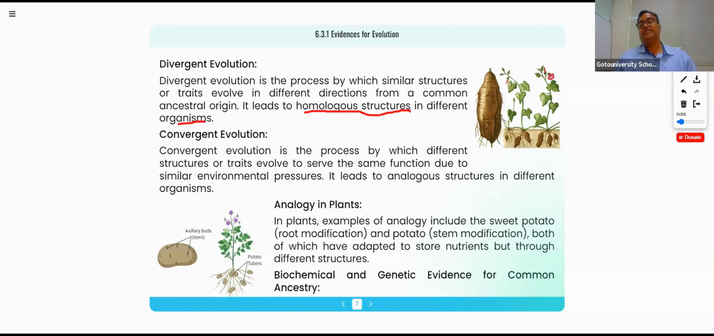Can any one of you say what is homologous structure? We just discussed it. Similar structures evolved in different directions. Here, the root modification and stem modification: sweet potato and potato. Normal potato is a very good example of stem modification. Sweet potato is a root modification, right? So both store nutrients.